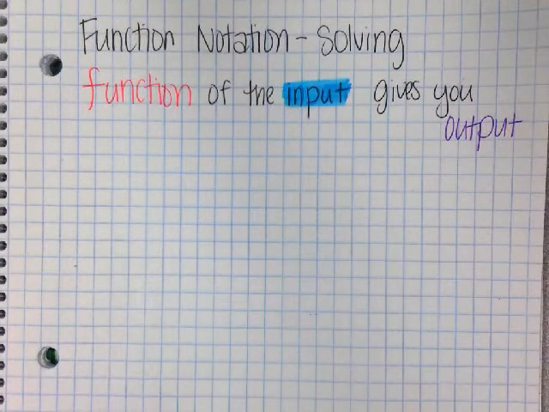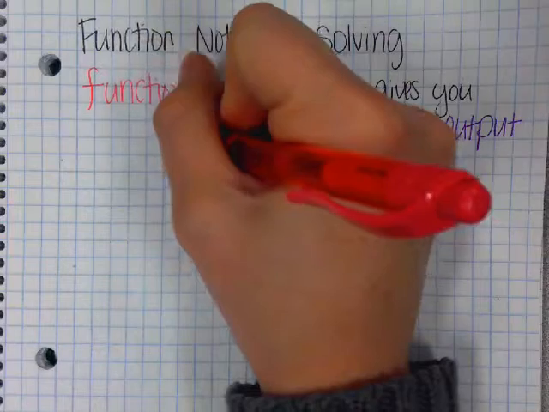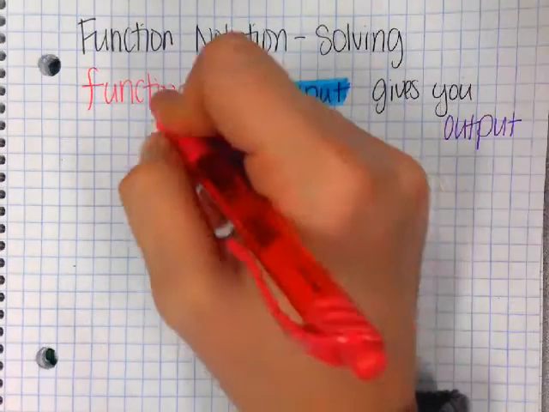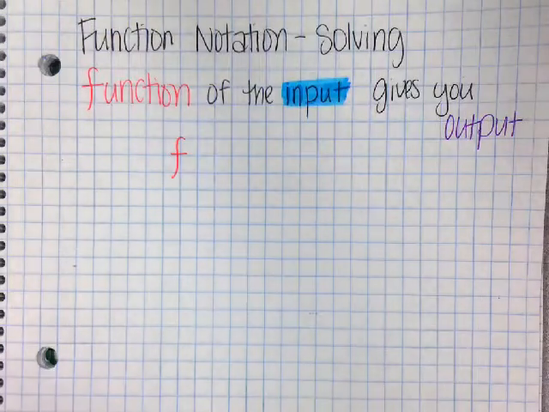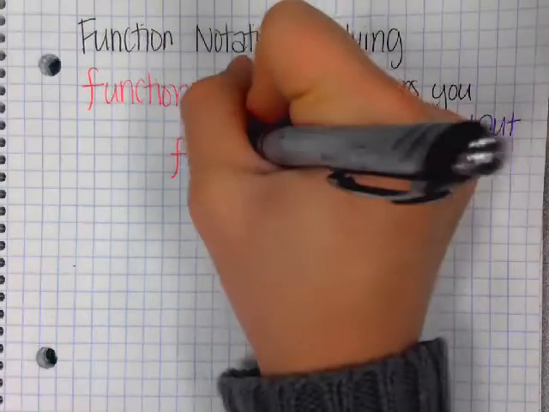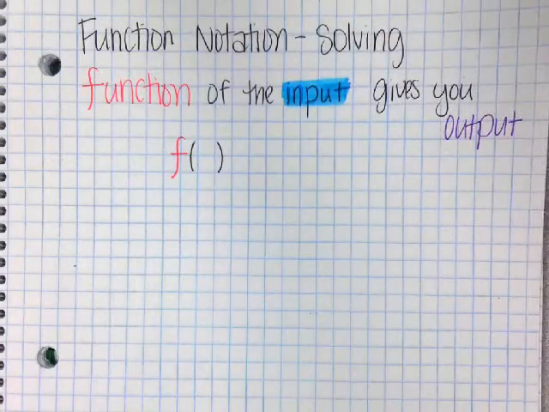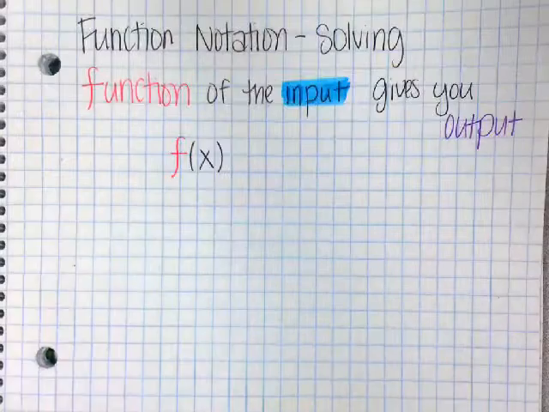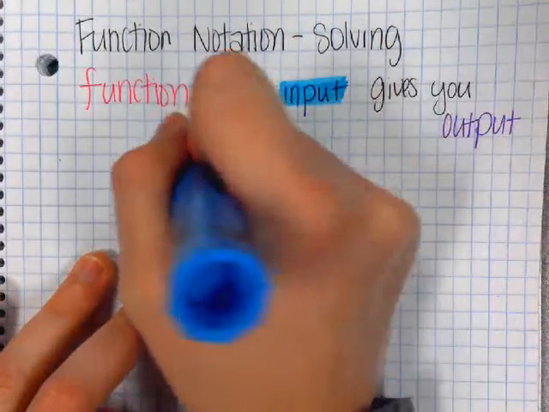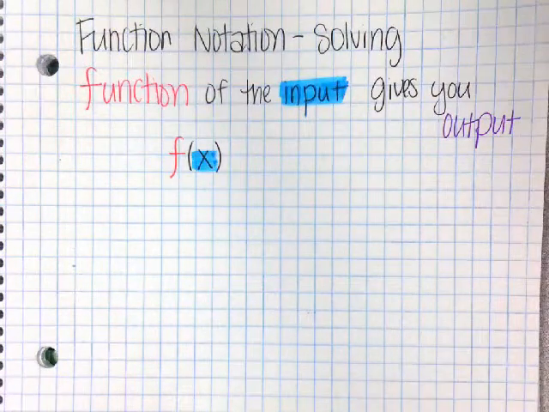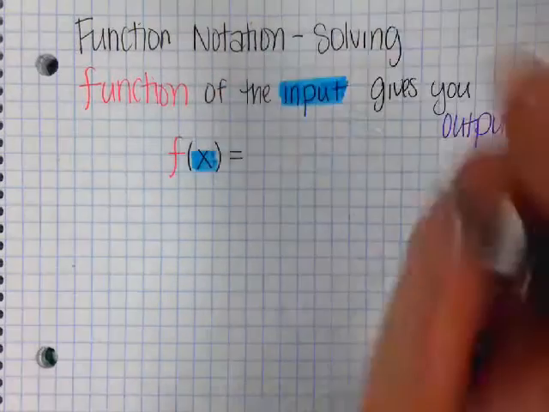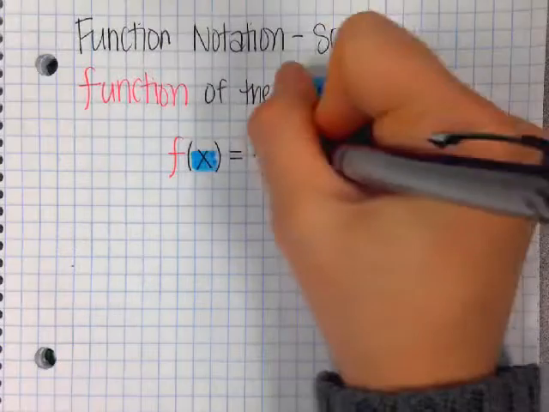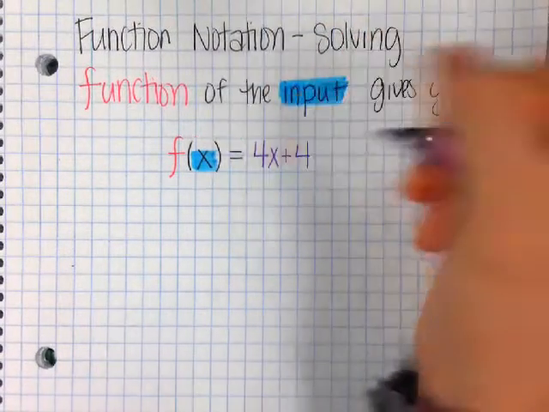So when you write this, you'll typically see the letter f, which stands for function. So "of" just is the parentheses of the input. I'm going to use the highlighter because this is the biggest thing that always gets messed up. So it's function of the input equals, and then all of this part is the output, or what gives you the output. So 4x plus 4, that's how you find the output.